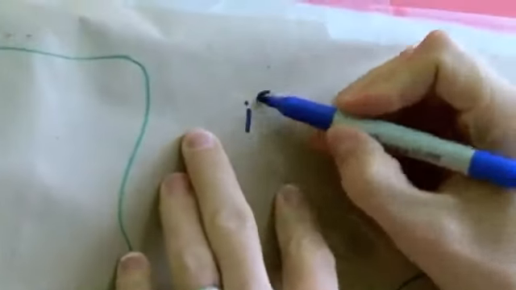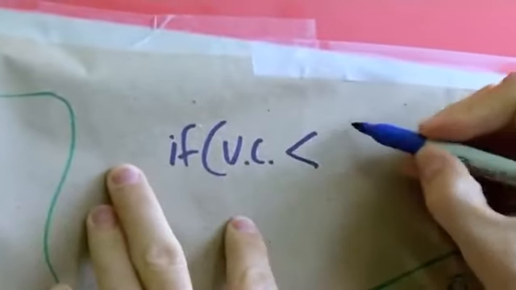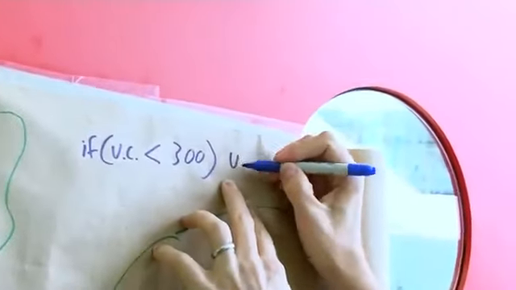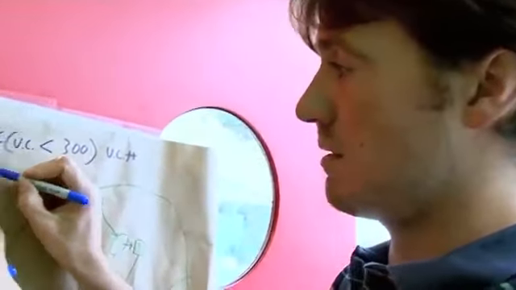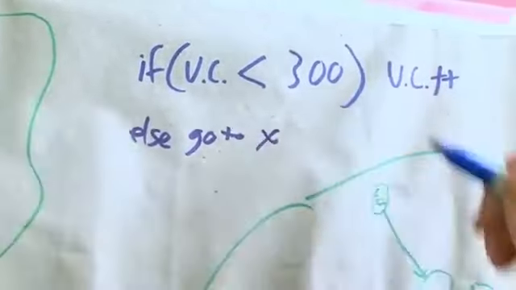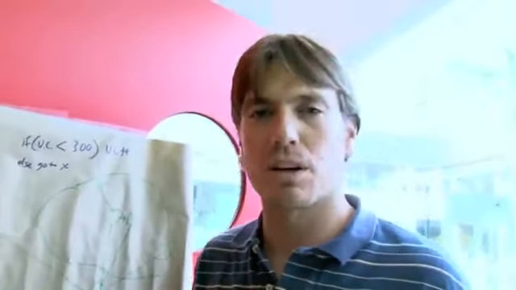And when someone's writing code, they need to put the logic in the code that says where you should stop. If one condition is true, you go to the left, and if the other condition is true, you go to the right. Now, this condition can be written like this: if the view count is less than 300, then go ahead and add 1 to the view count. Otherwise, go to X, where X is our much more complicated view count pipeline.